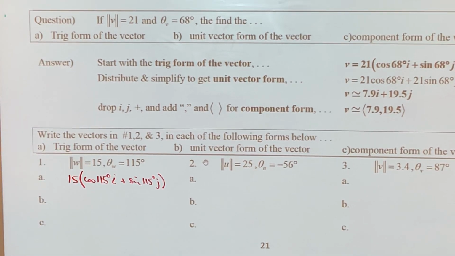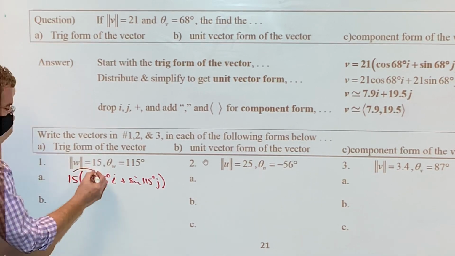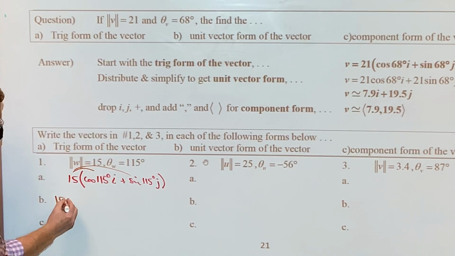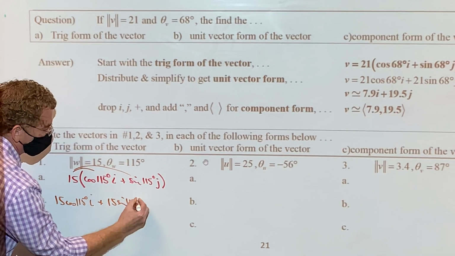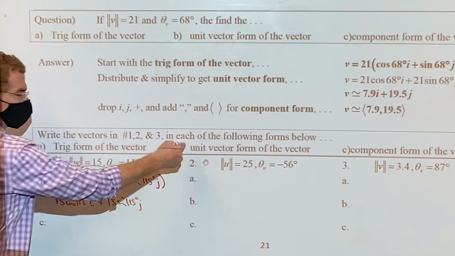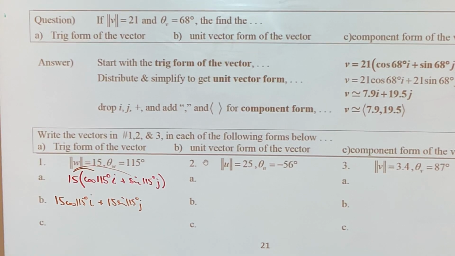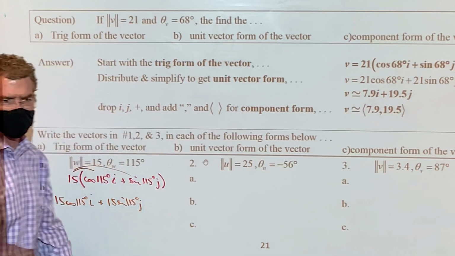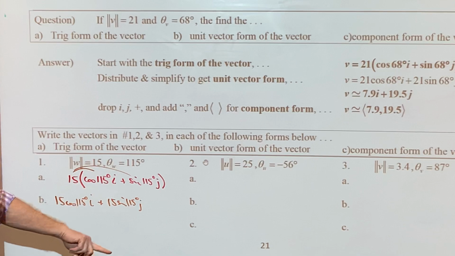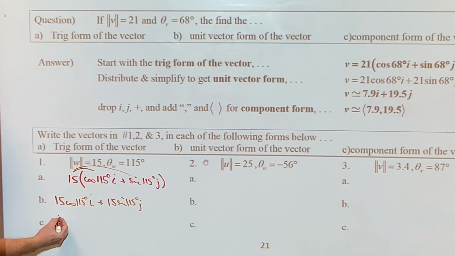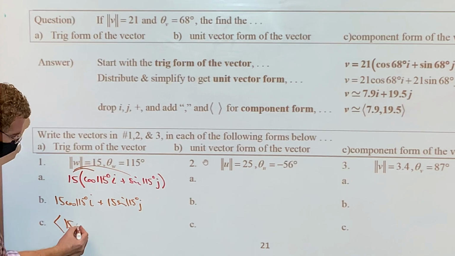And that's trig form. And then all you have to do with trig form to go to unit vector form is do what? Distribute it in. And simplify it if you want. So right here, 15 cosine 115i plus 15 sine 115j is technically my unit vector form. But if I wanted to make decimals out of it, great. And then once it's in this form, if I wanted to go to component form, I would just what? Drop the i, drop the j, drop the plus, and then what do you put in there? The weird brackets and a comma.